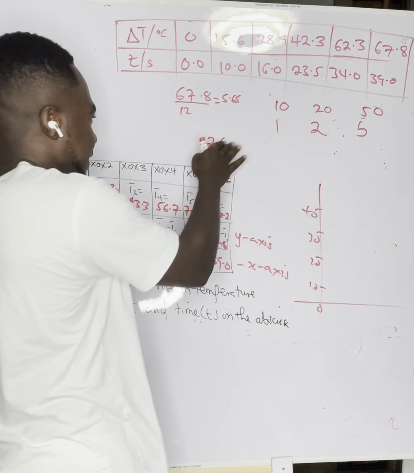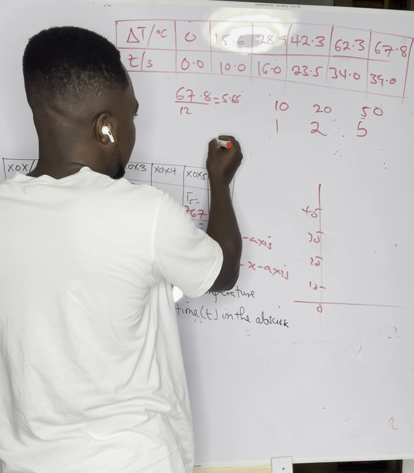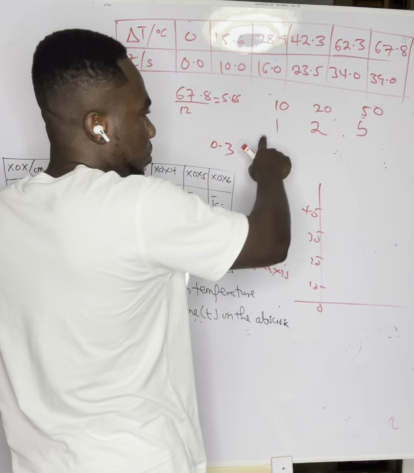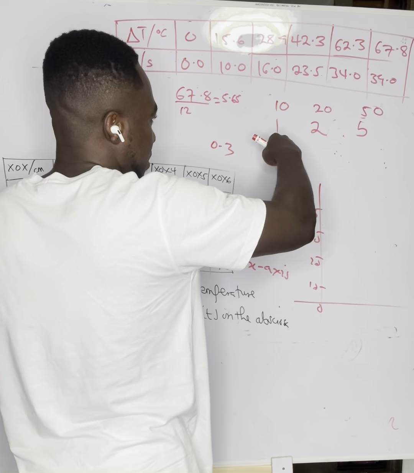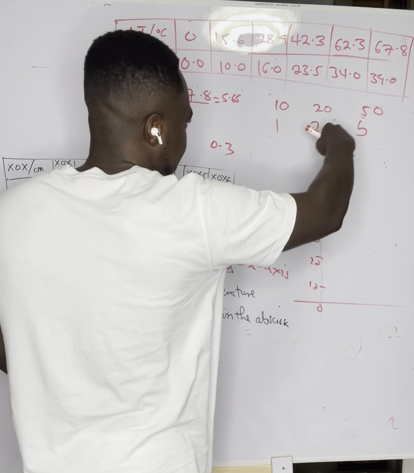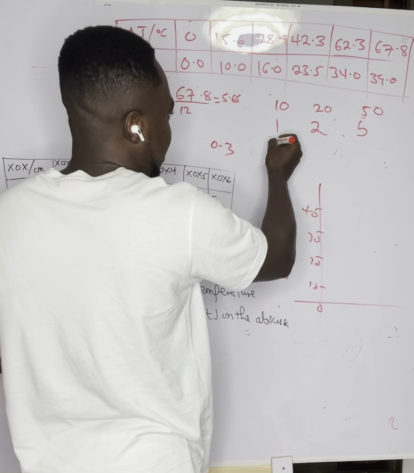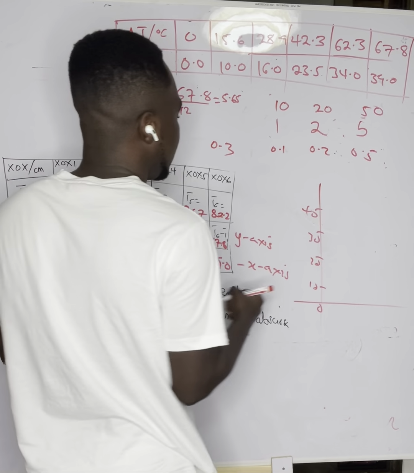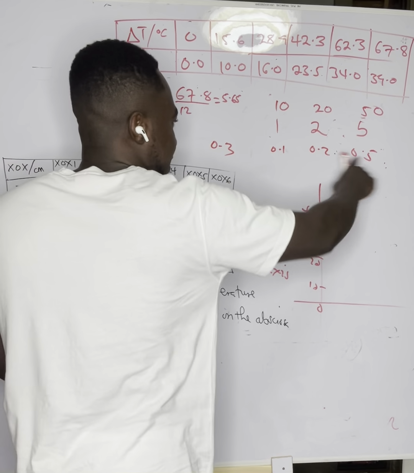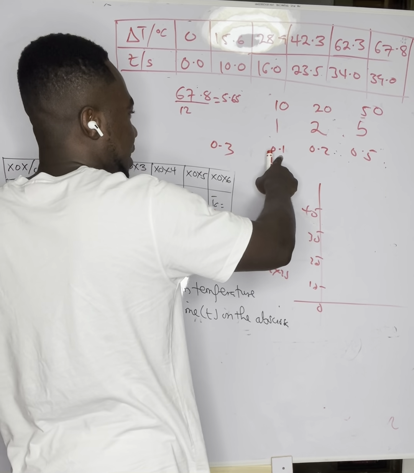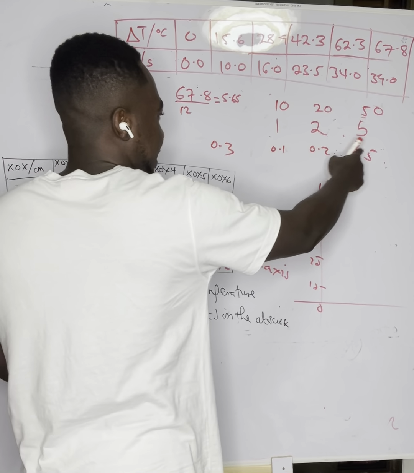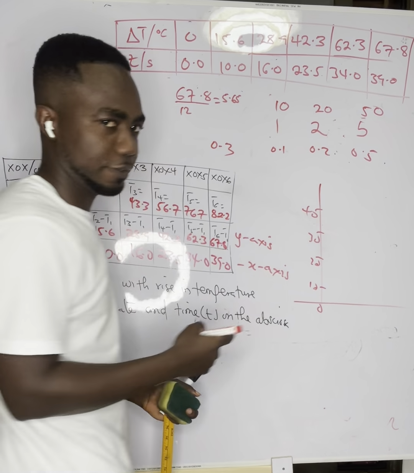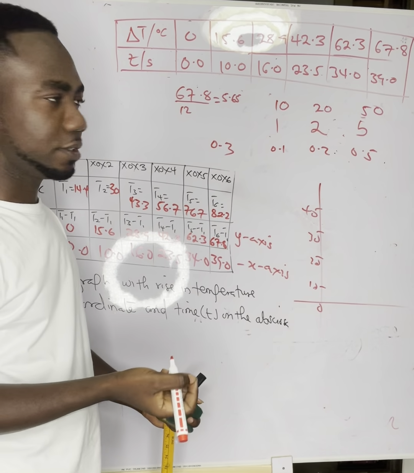Assuming after dividing, it has something like 0.3. 0.3 is not within this range, so we can also decrease this value by dividing each of them by 10. So this one tends to 0.1, 0.2, 0.5. So now 0.3 falls within this range, but 0.3 is more than 0.1, it's more than 0.2, but it's less than 0.5, so we choose 0.5 as our interval.